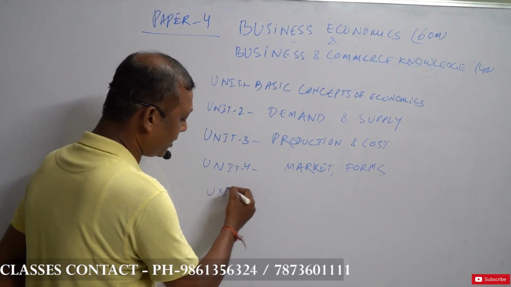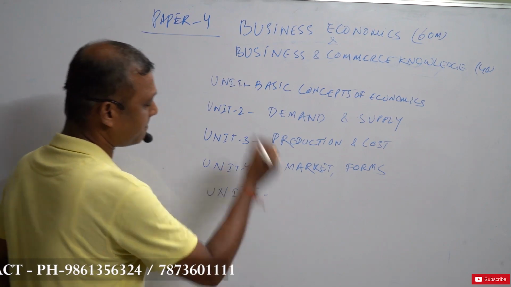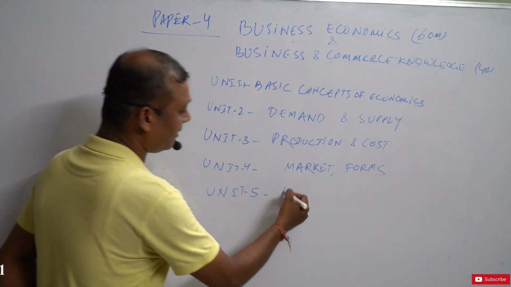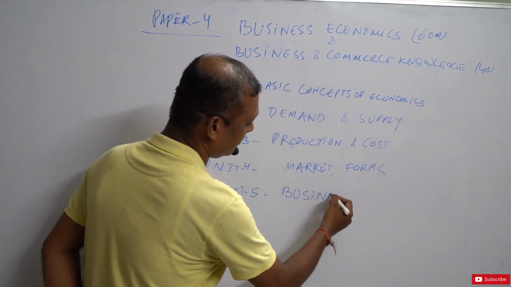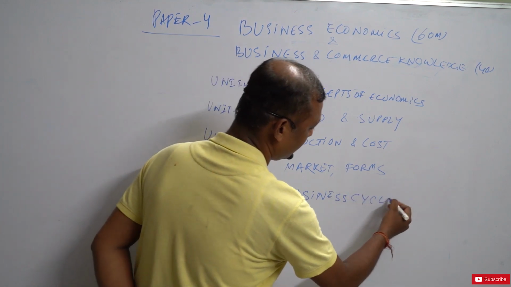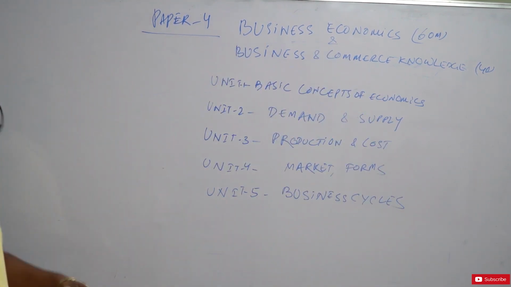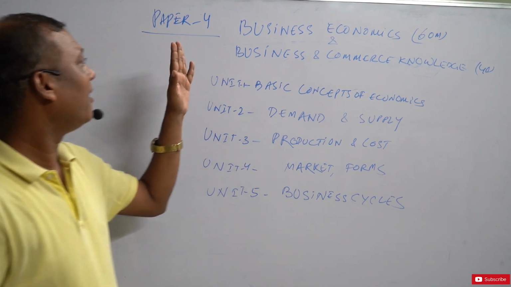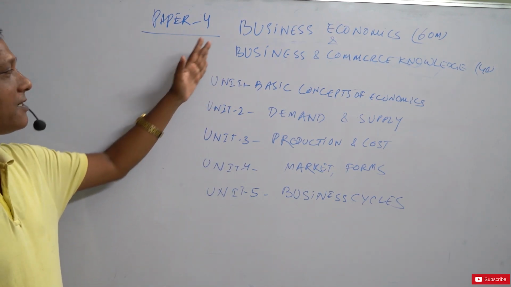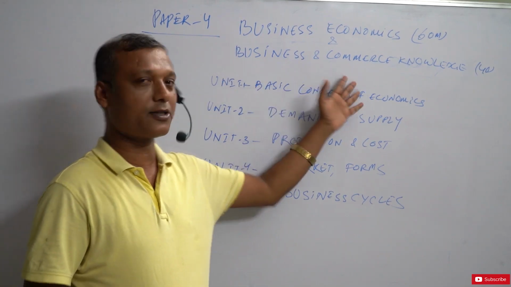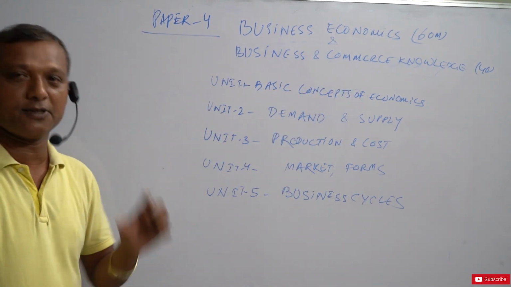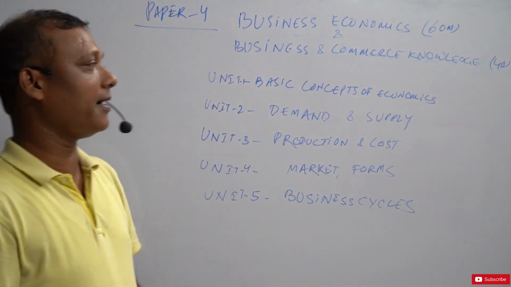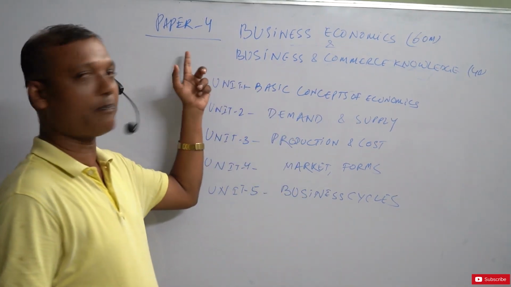Then you will come to the last unit, Unit 5. Unit 5 will be about different business cycles. So, these are the course highlights of Business Economics. You understood? That is your 60 marks. Let me revise once again. In Paper 4, the subjects are Business Economics and Business and Commerce Knowledge. Business Economics is 60 marks, and Business and Commerce Knowledge is 40 marks. If you combine them together, it is a 100 mark paper, your Paper 4.